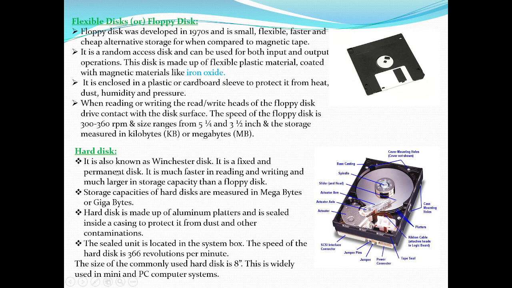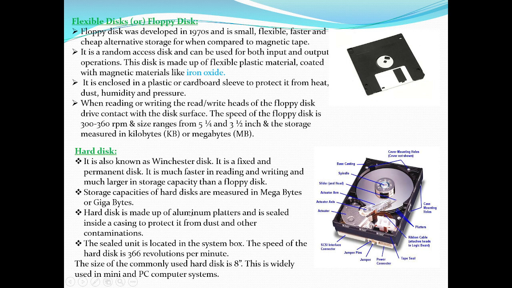This is also called a Winchester disk, and it is a fixed and permanent disk, and it is much faster in reading and writing and much larger in storage capacity than these floppy disks. And the storage is measured in megabytes and gigabytes, whereas in floppy disk it was in kilobytes and megabytes. Here megabytes or gigabytes, much more than the megabytes.